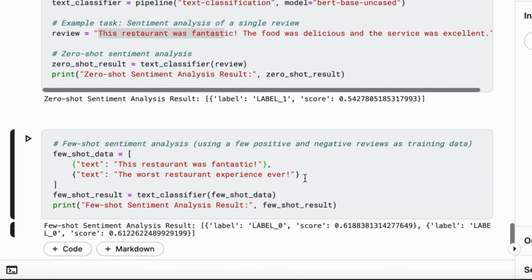Okay guys, I hope you completely understand how these language models need to be evaluated using this holistic evaluation of large language models framework.